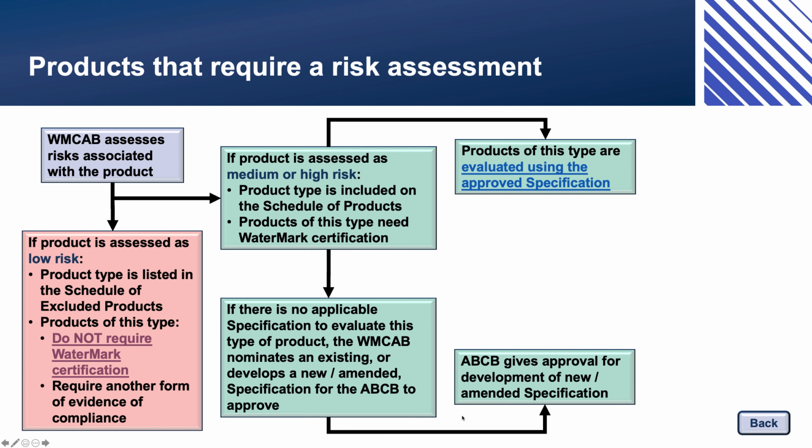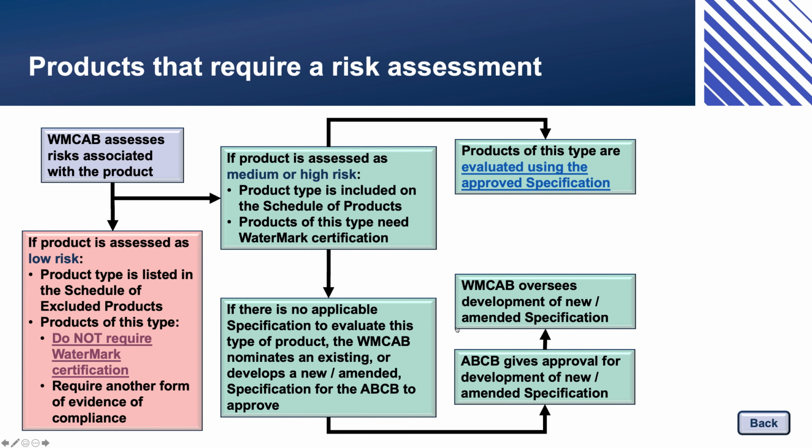If the product type is determined to pose sufficient risk, then the product type is added to the Schedule of Products, and the product type and brand is evaluated against a suitable specification. If there is no suitable specification, then one must be developed or amended before the product can be evaluated. If the product type is found not to pose a significant risk, then the product type is added to the Schedule of Excluded Products and no further evaluation is necessary.